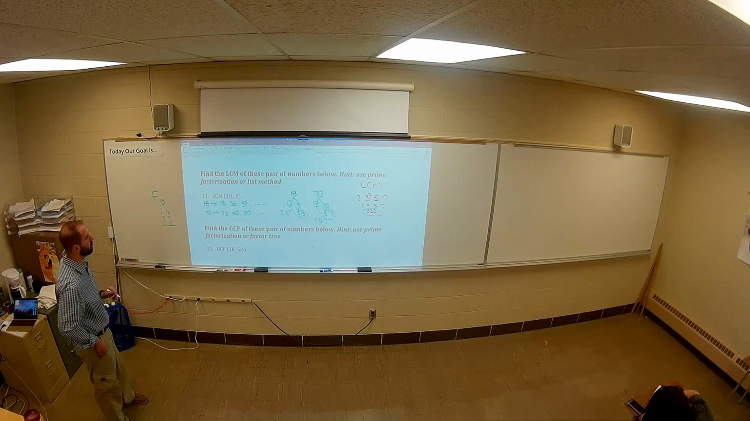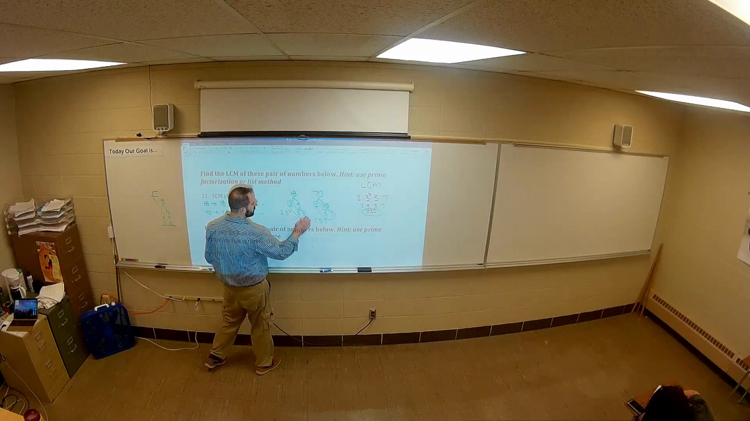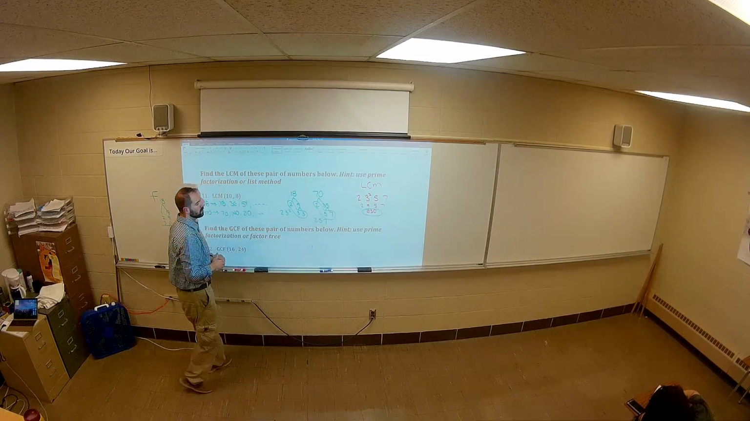That's why I think doing it by the prime factorization is so much faster. Because you're just looking at all the different prime numbers that you see here and writing the biggest powers of them when you compare them. LCMs.